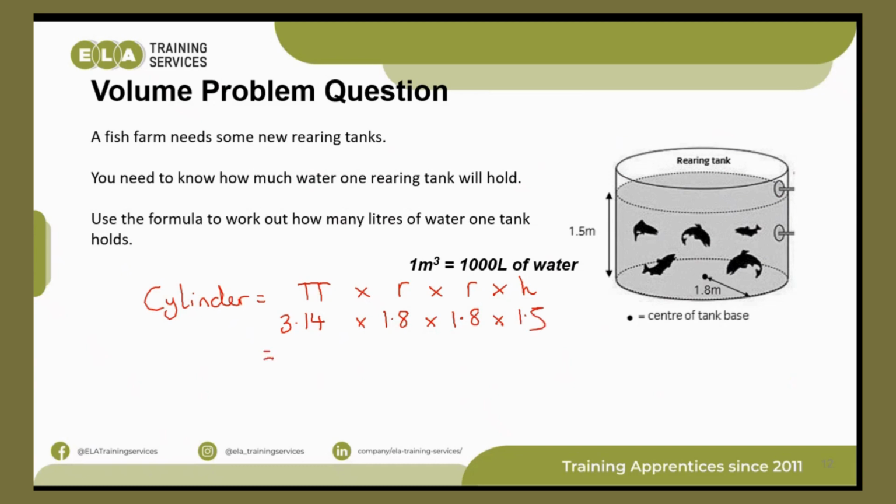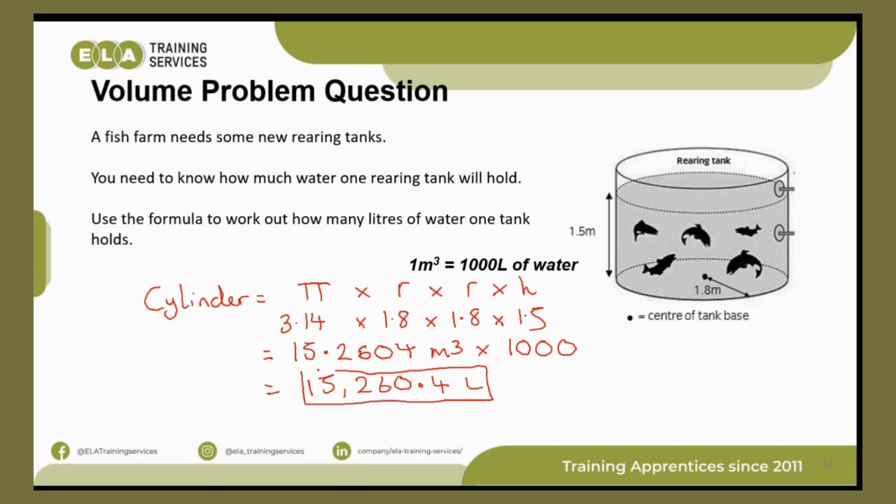So 3.14 times 1.8 times 1.8 times 1.5 gives us 15.2604, and that's meters cubed. Now we know 1 meter cubed is 1,000 litres. So if we want 15.2604, we're multiplying that 1,000 by that amount because we want 15.2604 amounts of that 1,000. So we're going to pop that into our calculator, times by 1,000, which then gives us 15,260.4 litres of water needed in the tank.